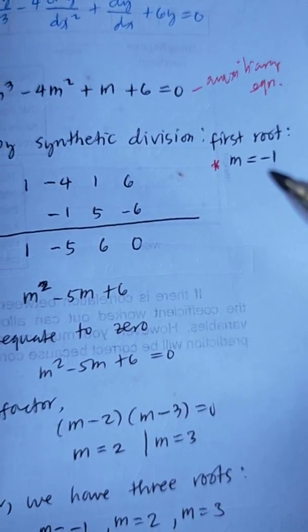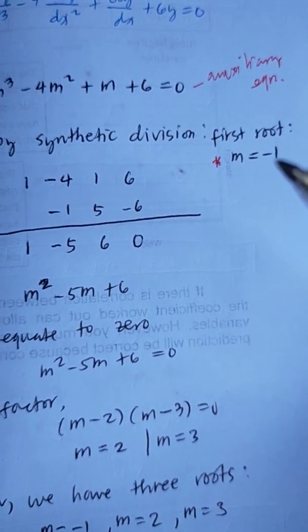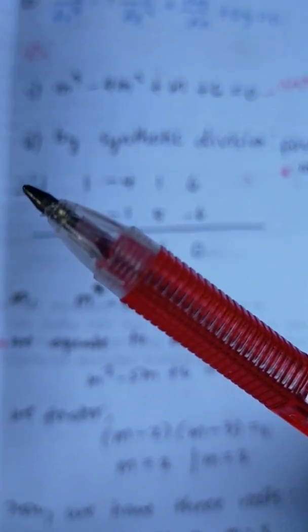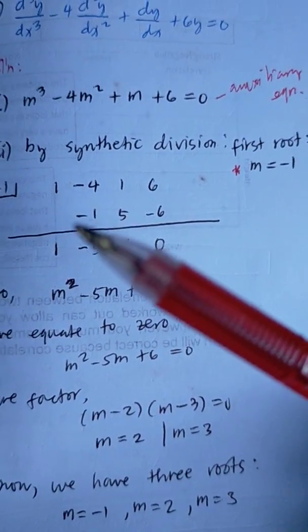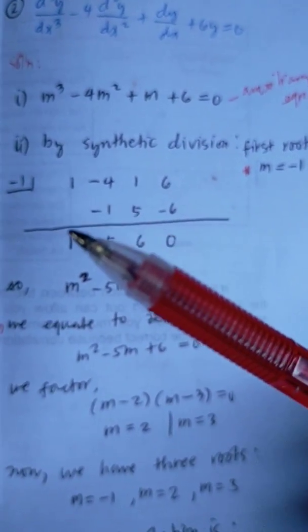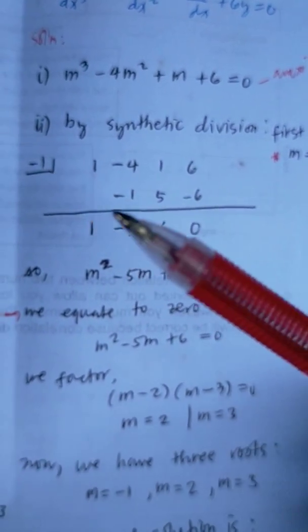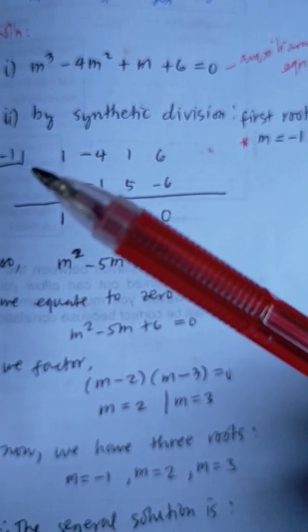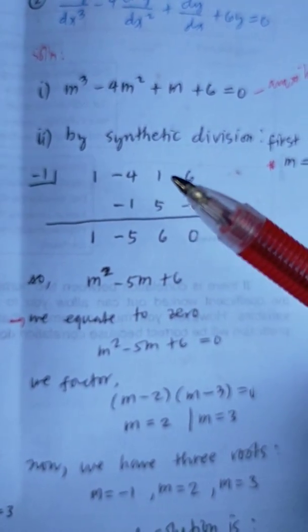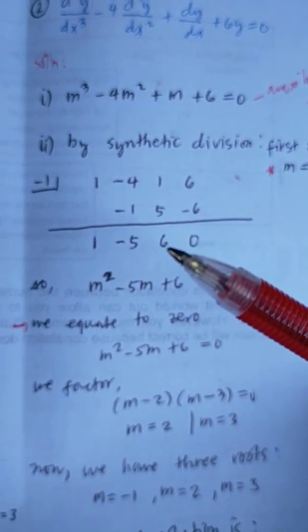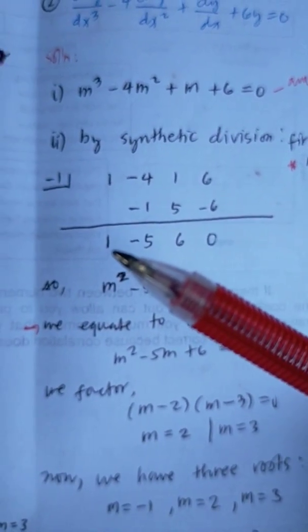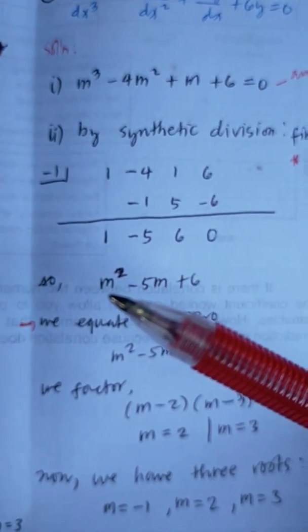Okay. First is, I let m is equal to negative 1. Meaning to say, the first root nga akong gi-assume is negative 1. So, ako siyang gisulat dito. No? Sulat siya dako dito, negative 1. So, bring down, I solve the synthetic division. Bring down 1. 1 times negative 1, that is negative 1. So, negative 4 minus 1, negative 5. Negative 5 times negative 1, so positive 5. 1 plus 5 is 6. 6 times negative 1 is negative 6, so 0. So, kani siya, 1 minus 5, 6, can be written as this.